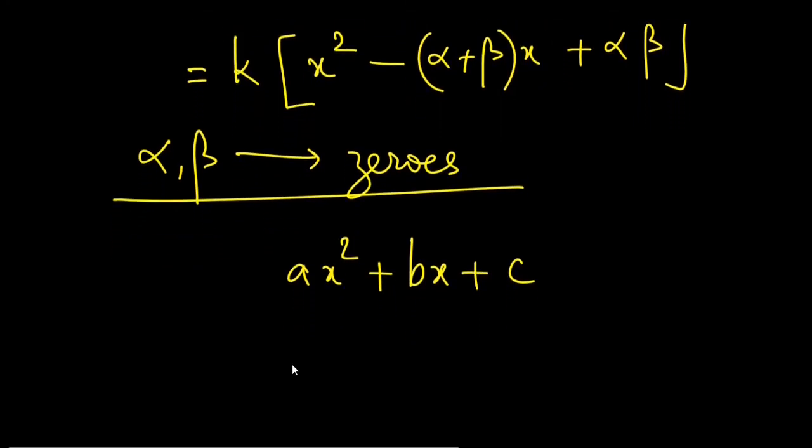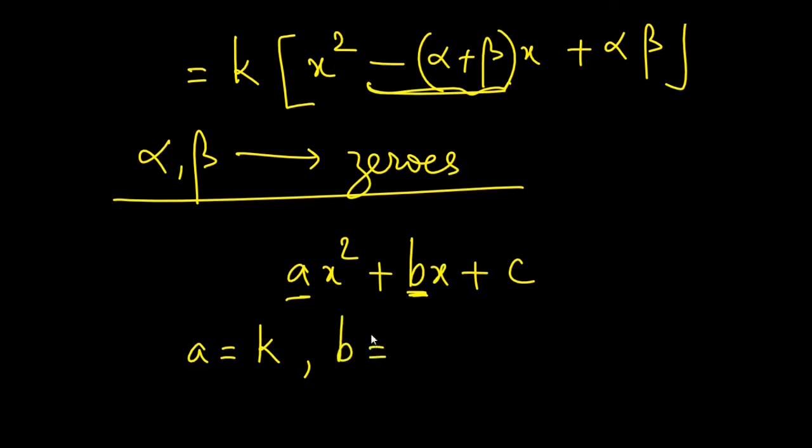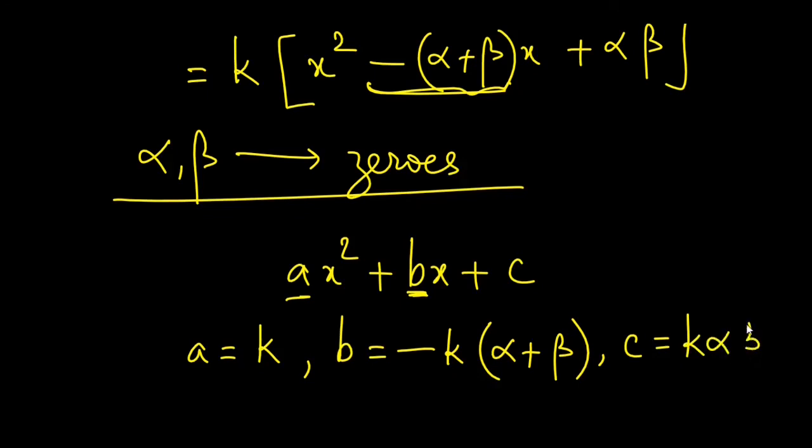Now when we compare, a is equal to k and b is equal to, here what is the b? The coefficient of x. So b is equal to minus k into alpha plus beta. Then c is k into alpha beta, k alpha beta.